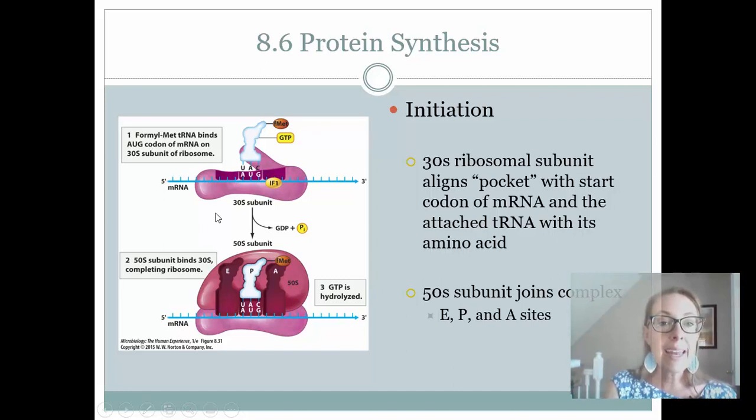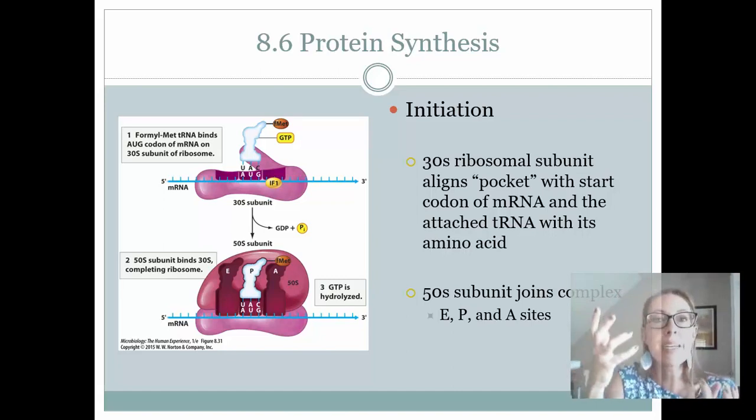So once we get this setup done, then we're going to have our larger 50S subunit come in. It has these nice 3 little pockets. So our large subunit and our small subunit know how to fit together, essentially, kind of like puzzle pieces.